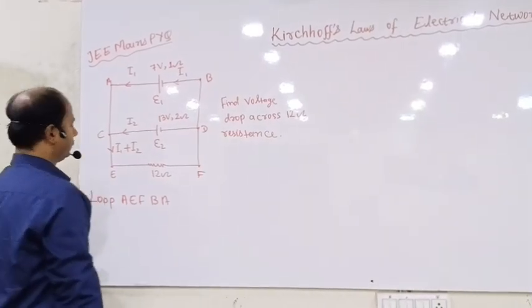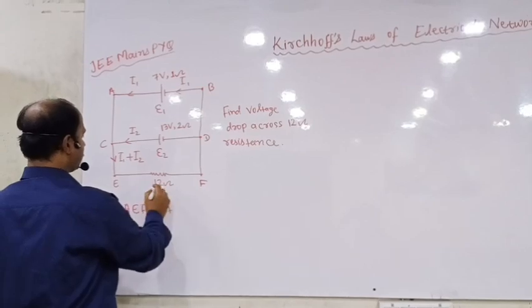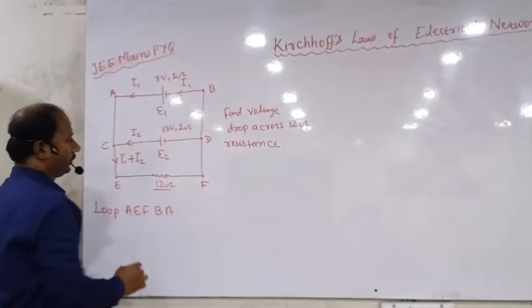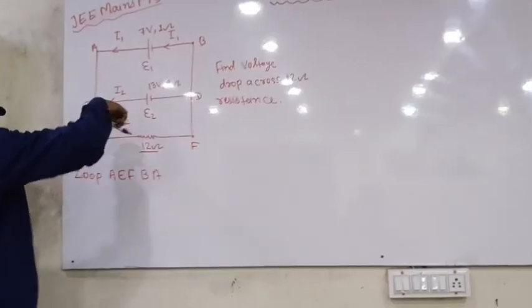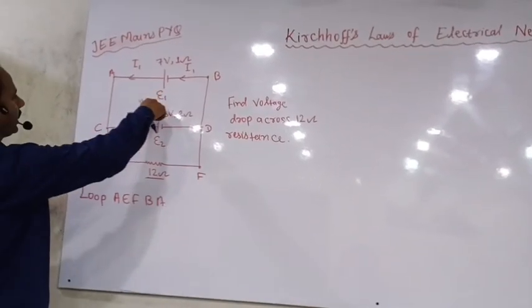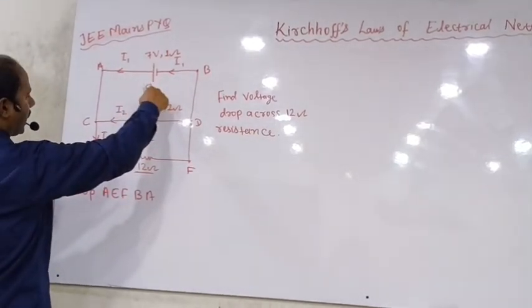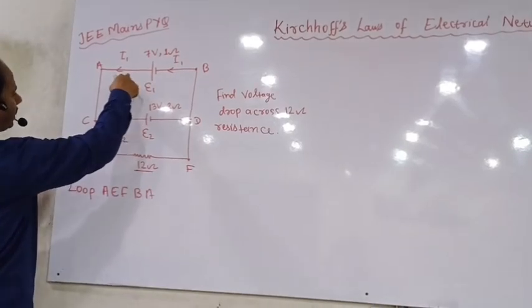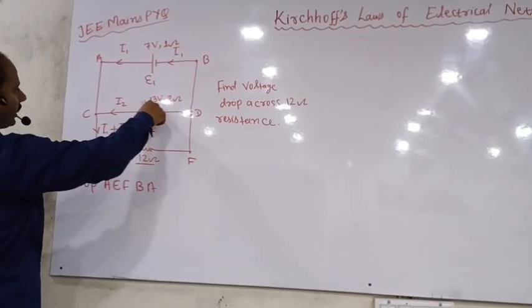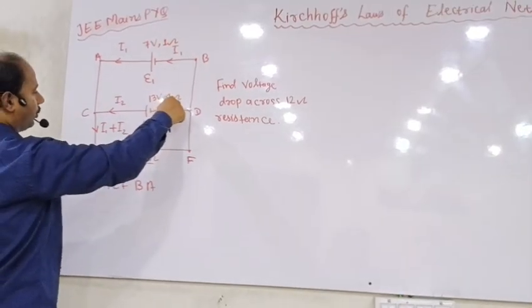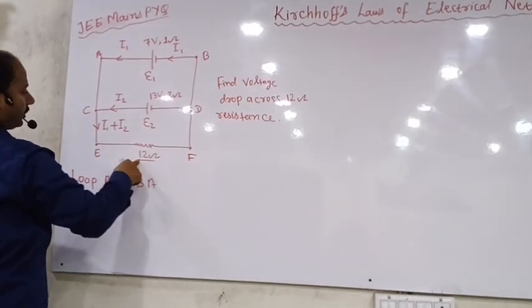We have to find the voltage drop across 12 ohm of resistance. So in this given circuit, let me explain what is the given circuit. In this given circuit, the E1 is 7 volt. The internal resistance of EMF E1 equal to 1 ohm, and suppose I1 current is flowing through it. In the second source of EMF E2, its value is 13 volt and its internal resistance is 2 ohm. And there is another resistance 12 ohm.